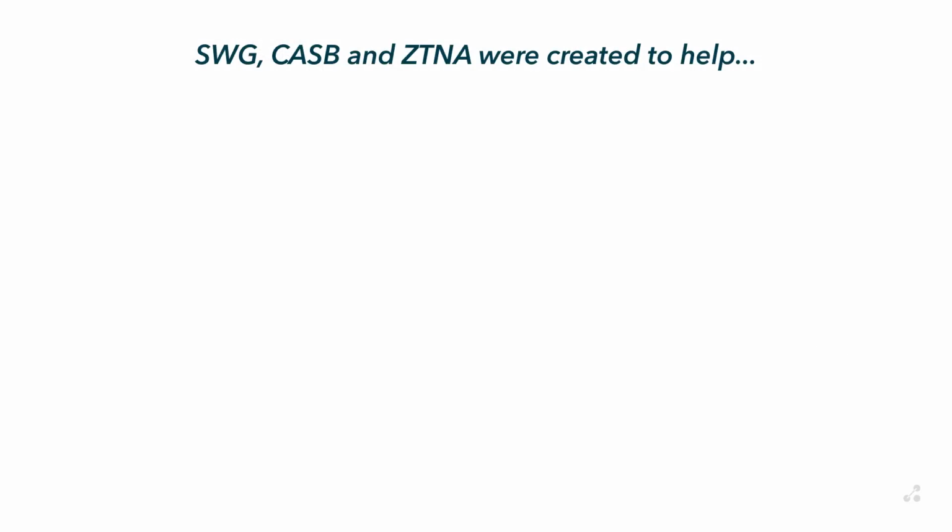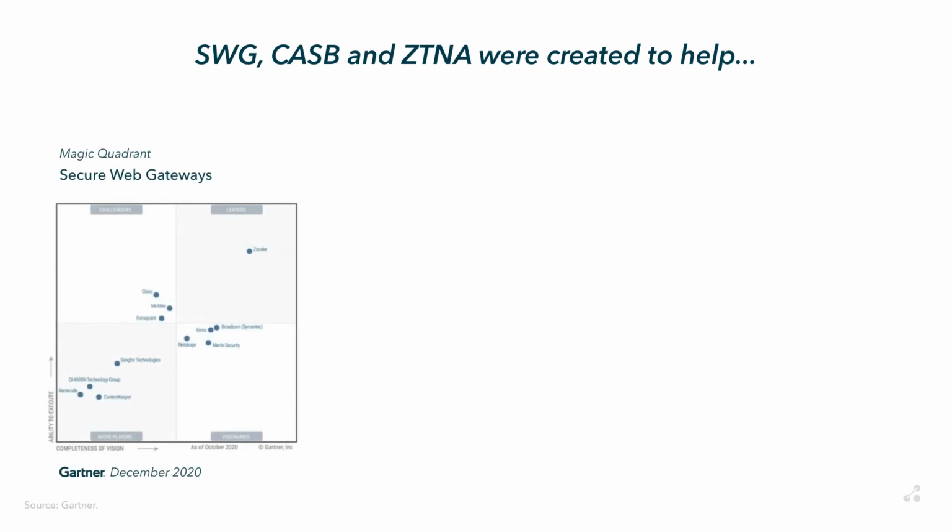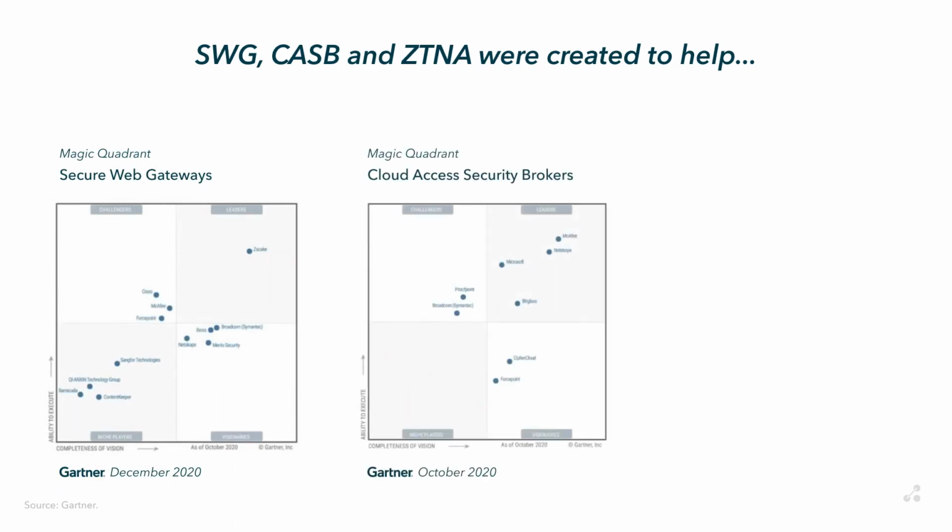Now, before we get into what SSE is, we first need to think about how we got here. Over the last few years, there have been several technologies that have been introduced. Secure web gateways are a key technology. Then you had cloud access security brokers. This was all around discovering SaaS applications that were in use, and minimizing overprivilege and oversharing of cloud resources as well.